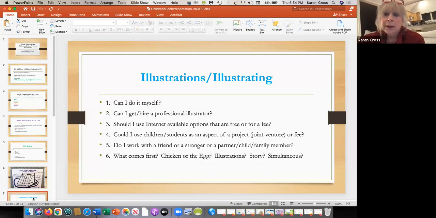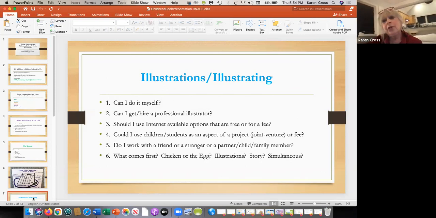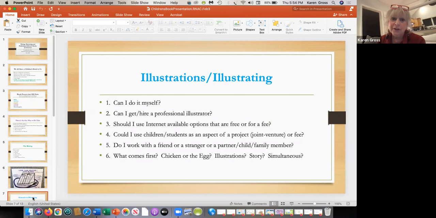And by the way, adult books can be tested for the same thing, because some adult books can only be read by people who are scholars, and others can be read by a more general population. So in terms of moving now to phase 2, which is illustrating and illustrations, I think you have to ask yourself, can you do it yourself, or do you get or hire a professional illustrator?